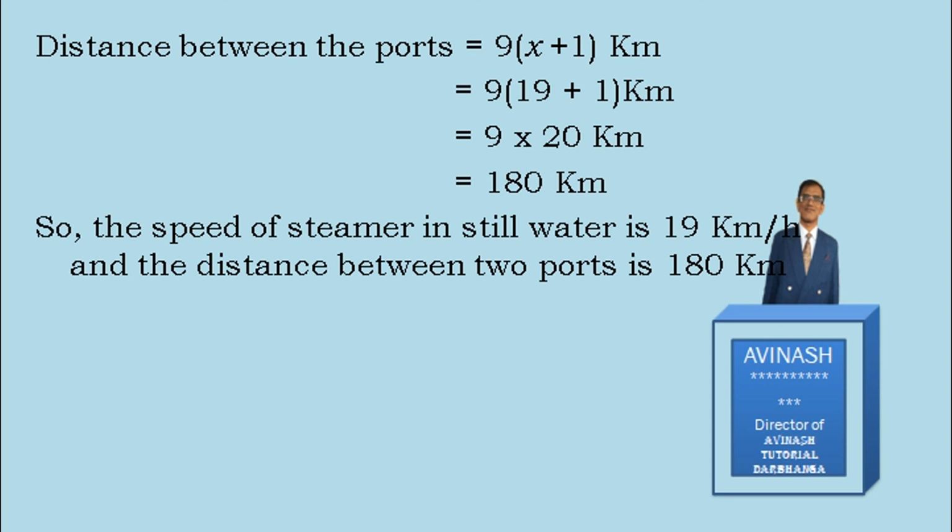So we can say that the speed of the steamer in still water is 19 kilometer per hour and the distance between the two ports is 180 kilometer.